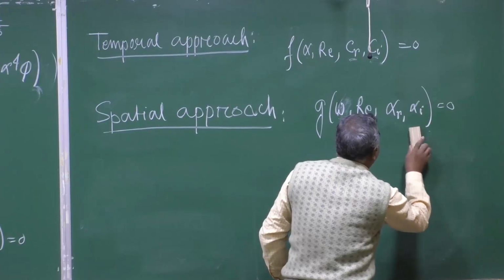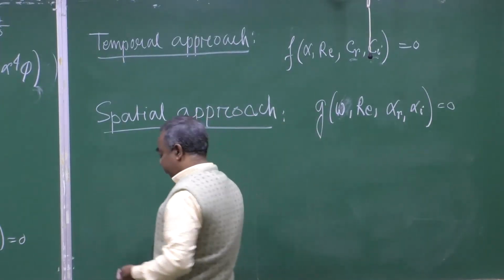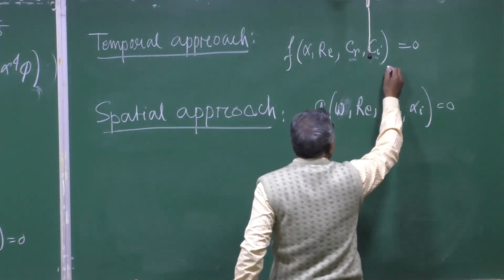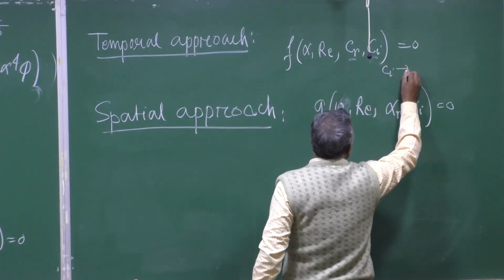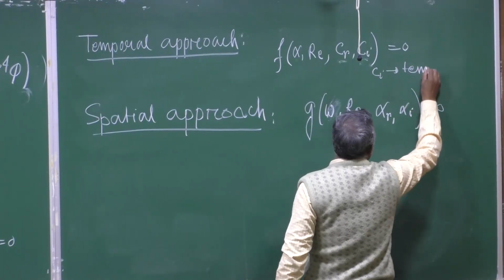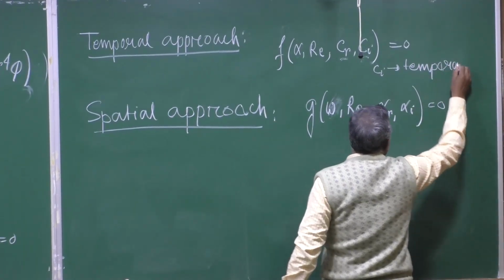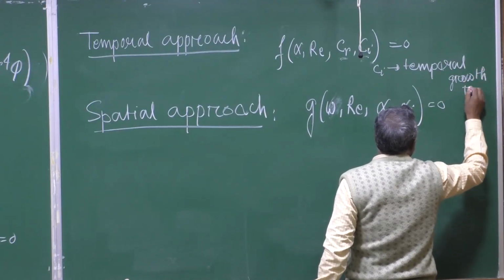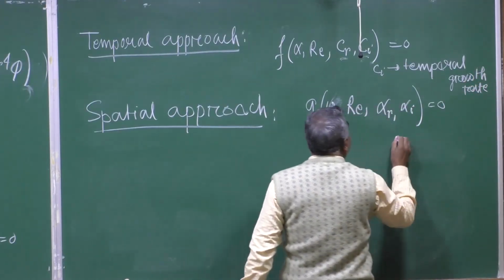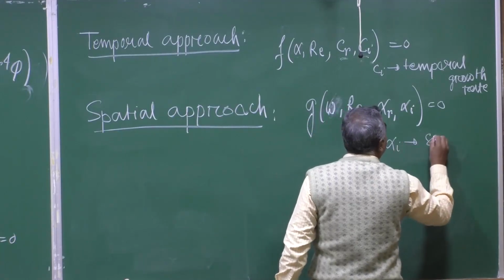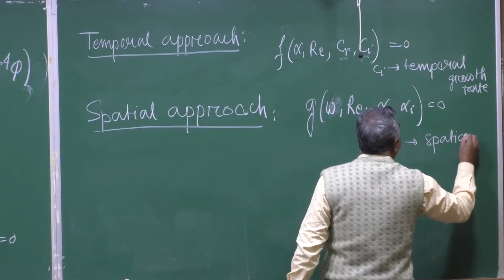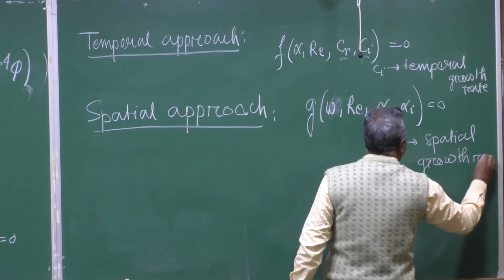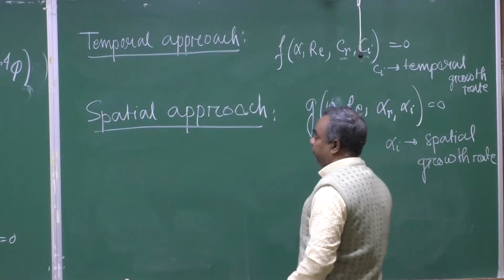Here I just need to give you a little more description of what alpha I and CI are. Here CI is the temporal growth rate, and alpha I is the spatial growth rate.